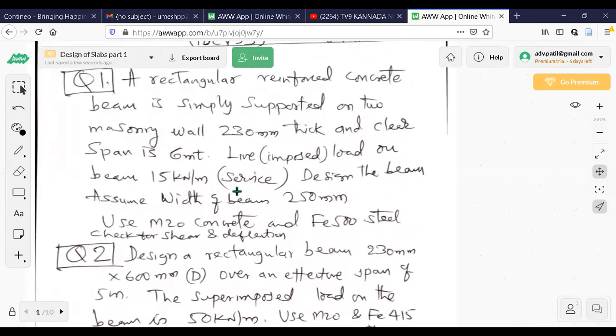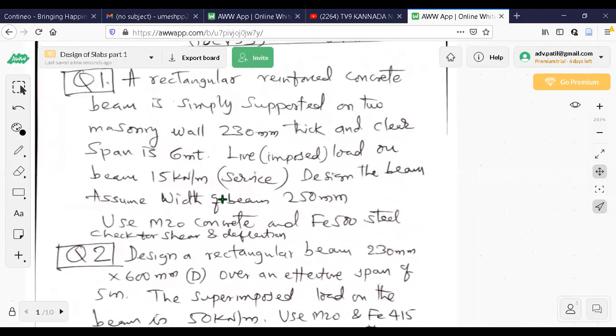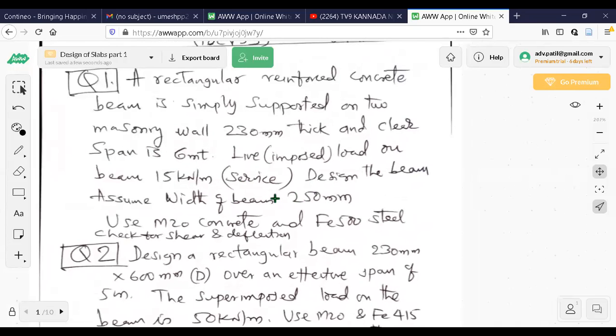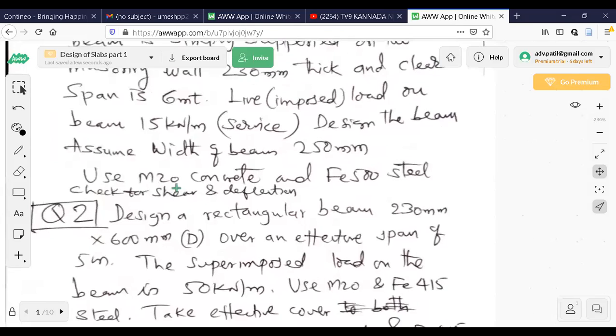It is service load, means it is not a factored load, it has to be multiplied by 1.5. So whenever service load is given, you should be careful. It is not a factored load, 1.5 has to be multiplied. Design the beam, assume the width of beam is given as 250. Use M20 and FE, check for shear and deflection.